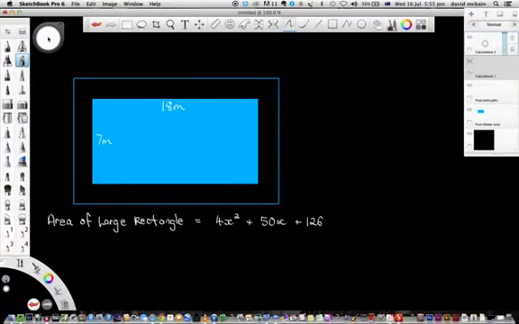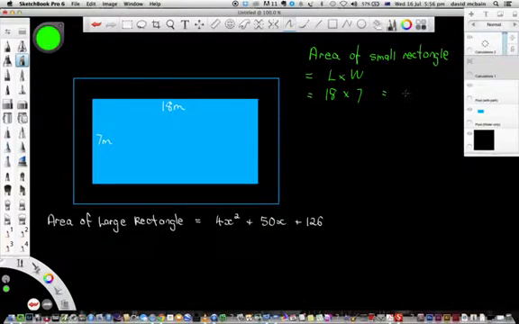Now that's going to be really easy because there's no algebra involved here, because it's just two numbers. So we know that the area of the small rectangle, which is just the water itself, is simply going to be its length times its width. So it's the length times the width. So it's going to be 18 times 7 meters, which equals 126 meters squared. So that was pretty easy, wasn't it?